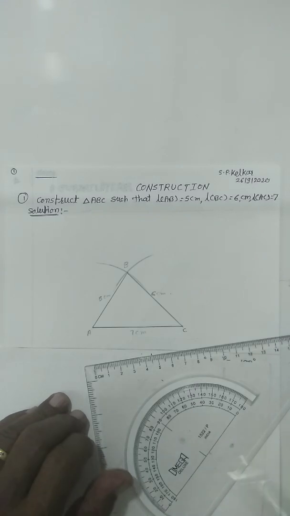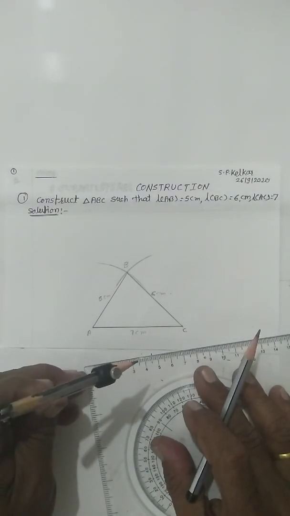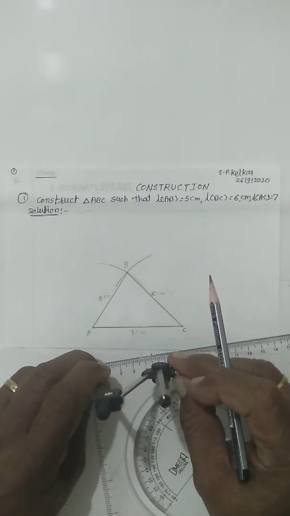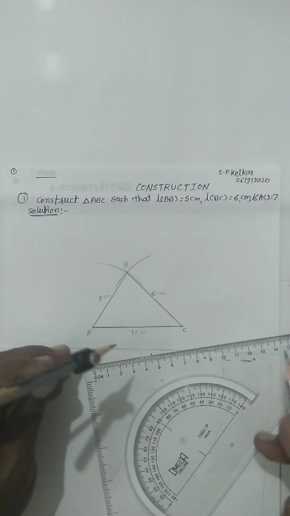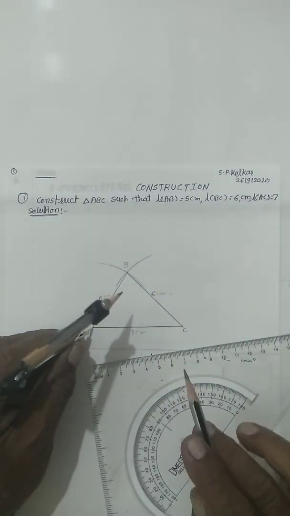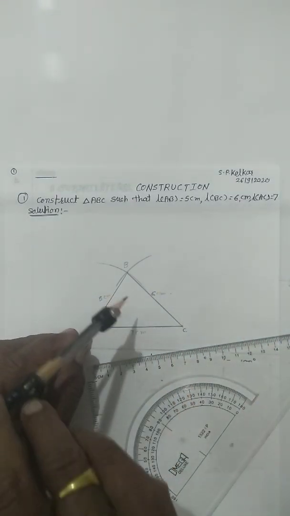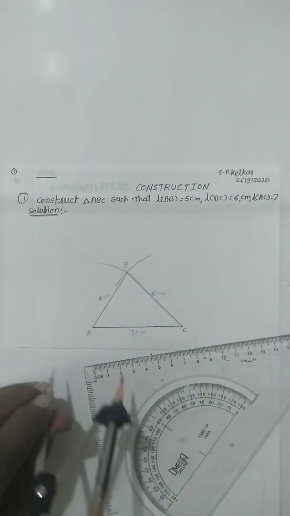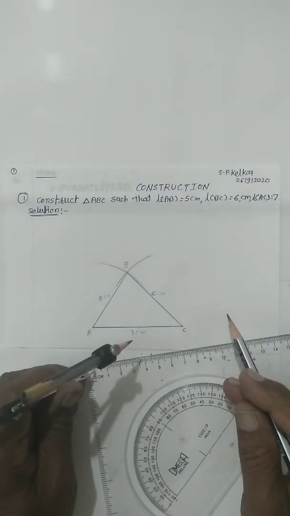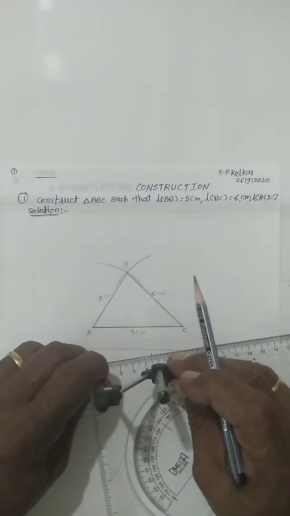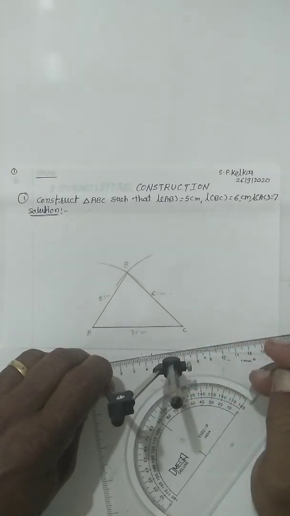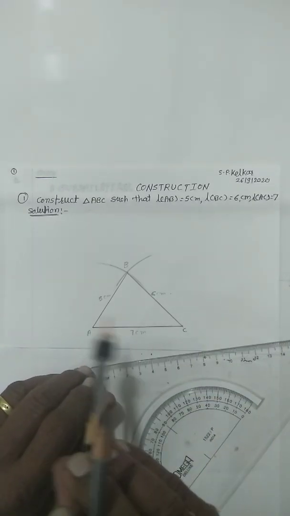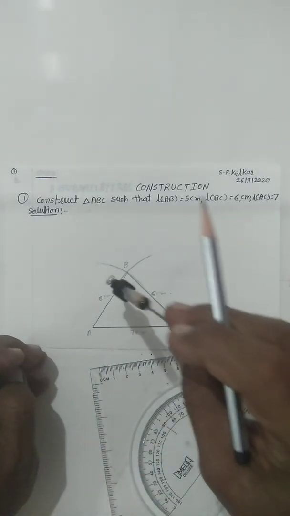Then take a distance of 5 centimeter between the two terminals of the compass and draw the arc from this point A, on the upper side of this AC. In this way we draw the arc. Then again take a distance BC, 6 centimeter, and draw the second arc from this side, from this point C.